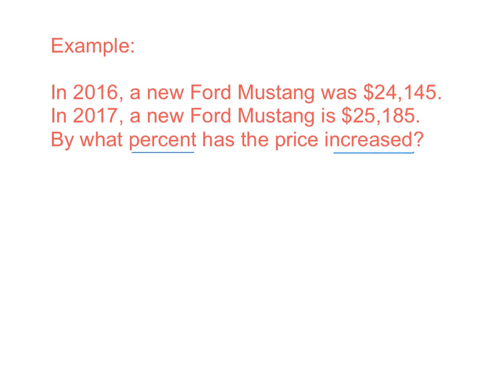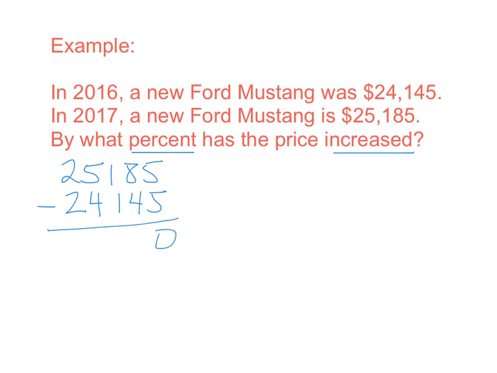You do not want to put each number over the other one. When you subtract, you want to take the larger minus the smaller because you don't want to have to worry about negatives. So I'm going to take 25,185 and subtract 24,145. When I do that, I get 1,040. So this is my amount of change.